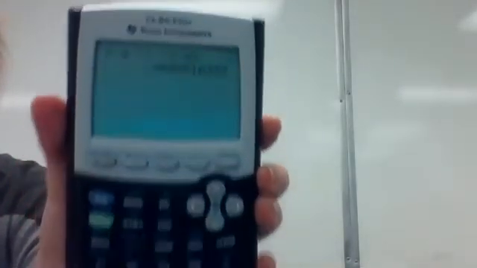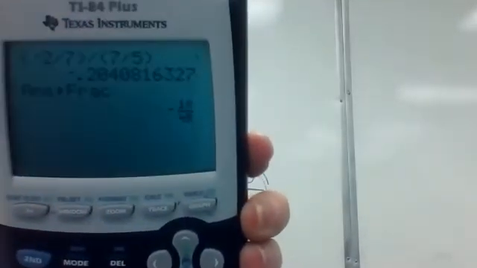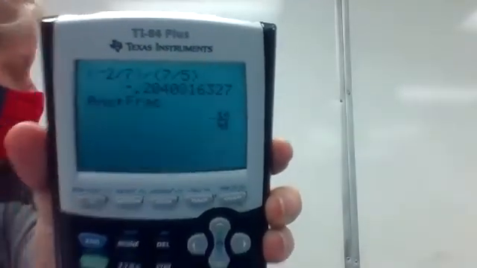Crazy decimal. Math, enter, enter. Same thing, negative 10 over 49.